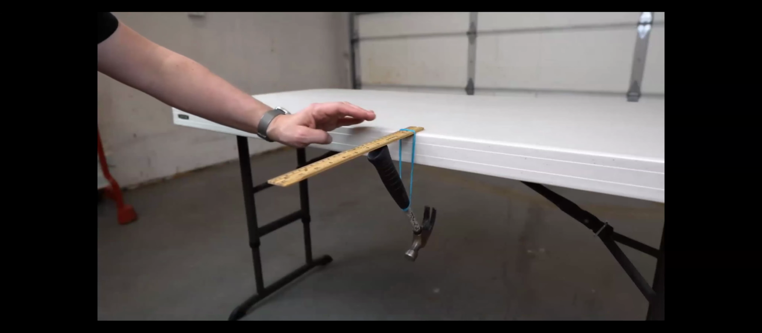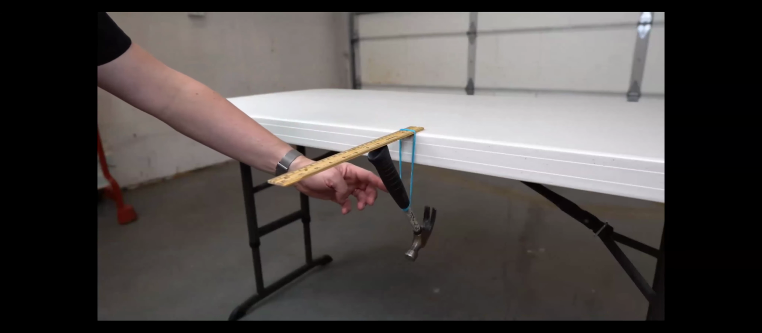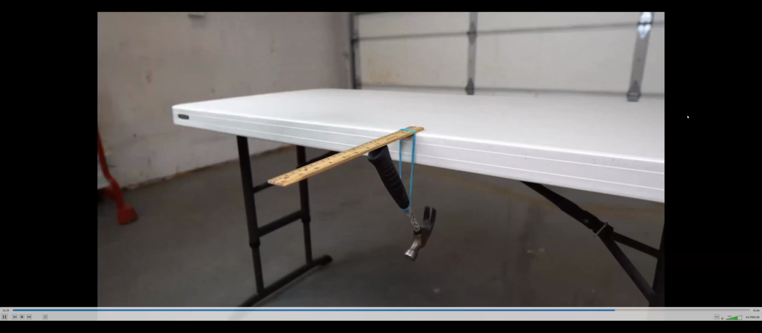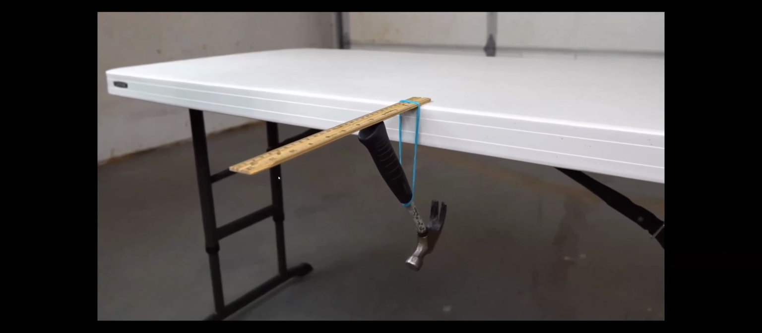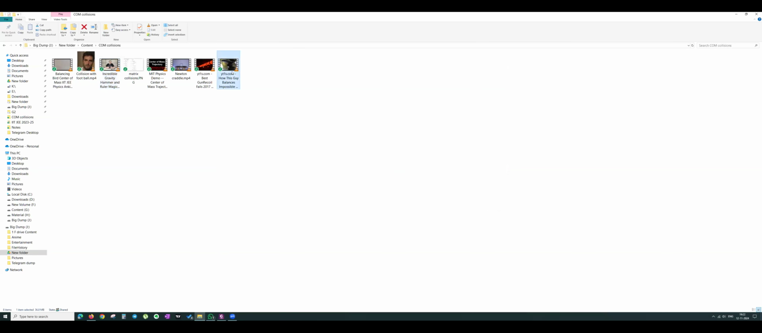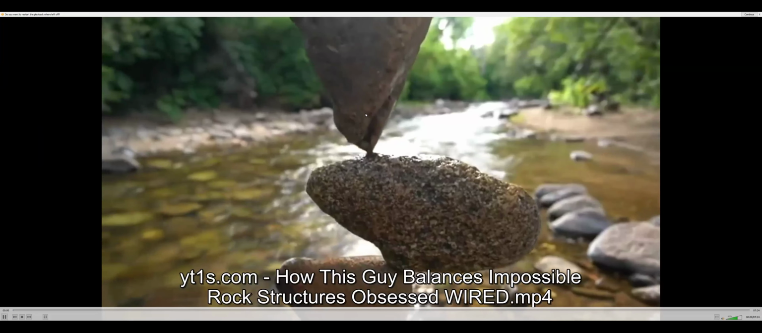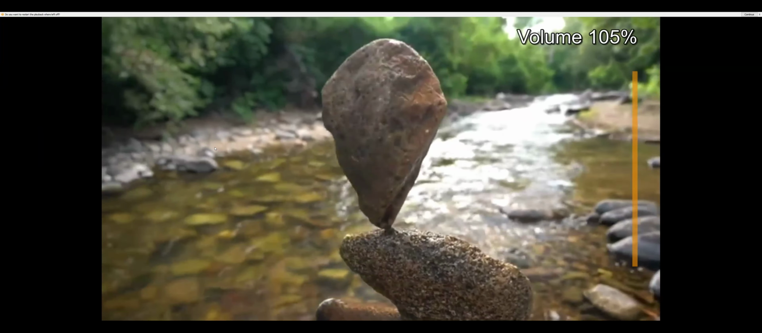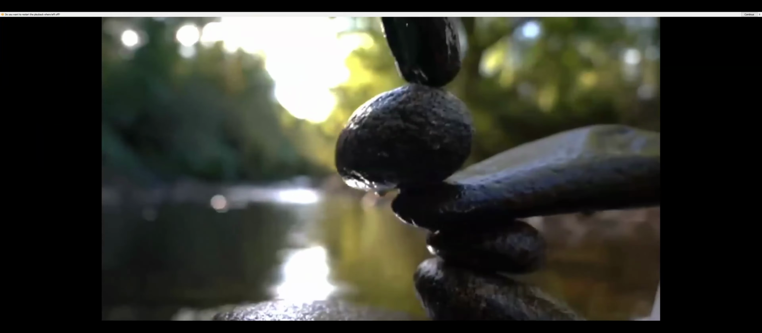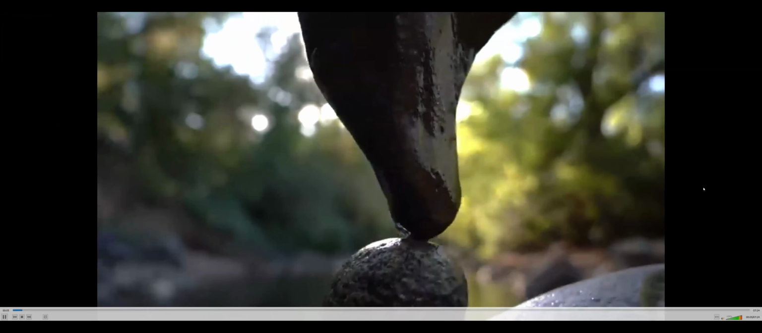This ruler is trying to fall down, and so is the hammer. This is a very simple thing. You can try it at home also. Balance the ruler up, and that's how you get this cool gravity trick. This guy, this is also pretty good. People ask if it's glued, if there are steel rods. A lot of people really don't understand that it's just balanced.